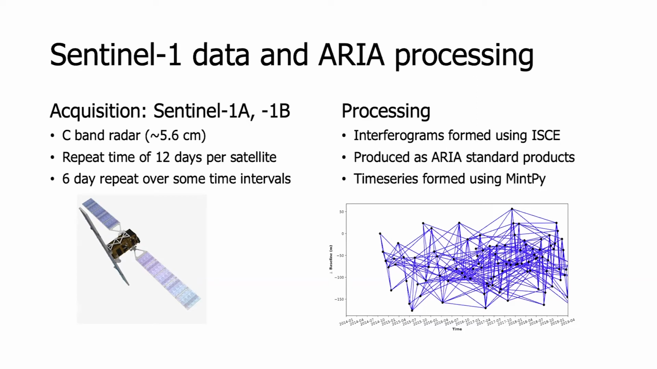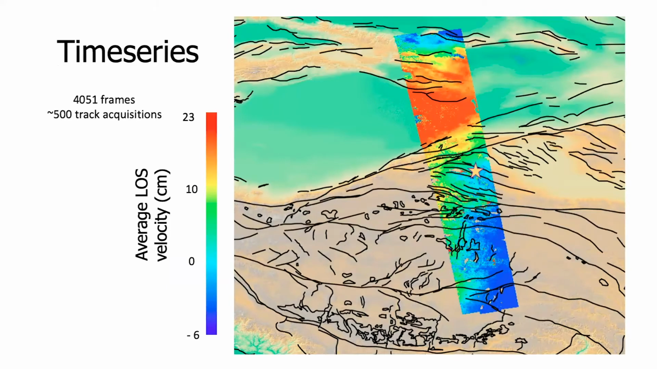Here's a picture from Wikipedia or something of the Sentinel satellite. And here, clipped off at the bottom, is the network of our acquisitions and their connections to each other. We had about 4,000 frames in total in this data set, which is about 500 scenes, and tons of connections.